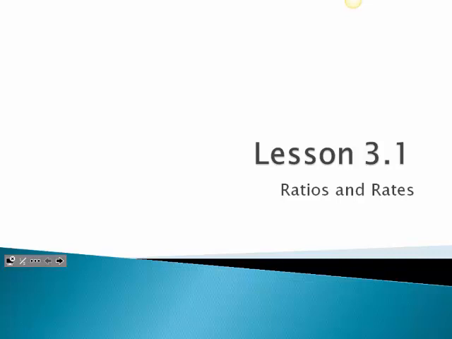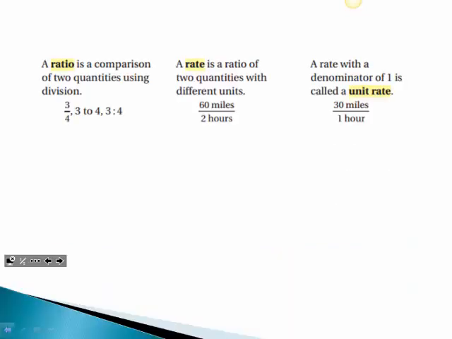Guys, lesson 3.1, ratios and rates. So let's first start with vocabulary. You have 3 new vocabulary words on this lesson. Okay, the first one is a ratio.